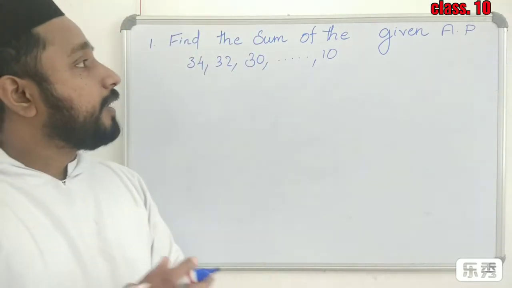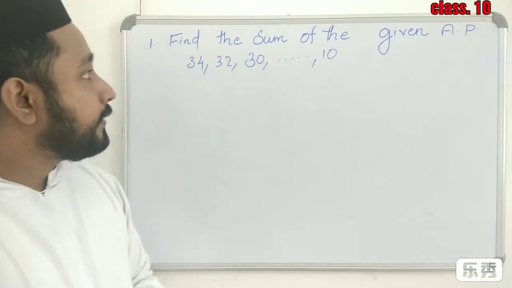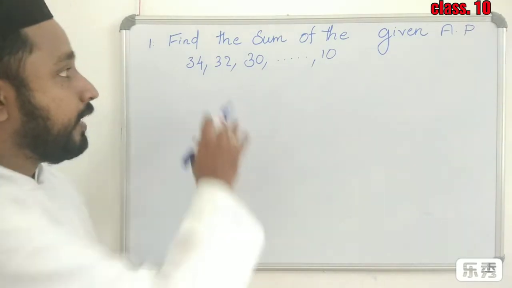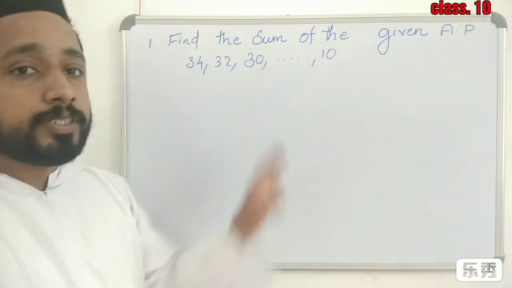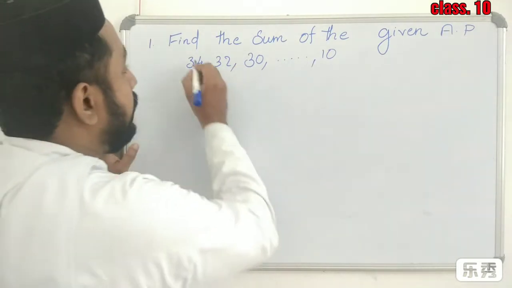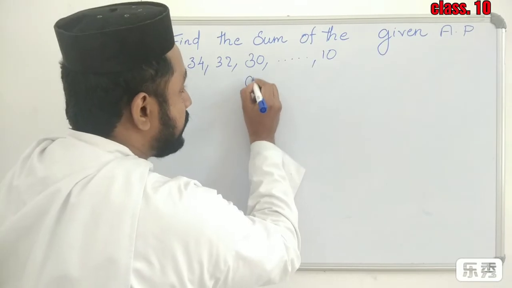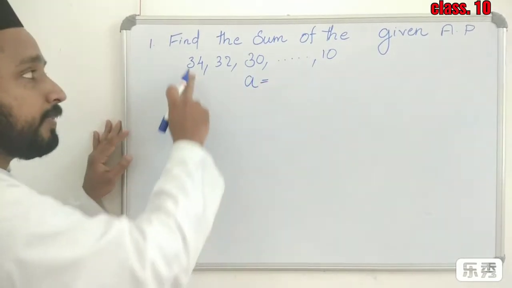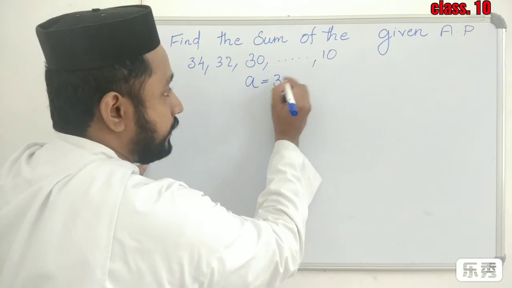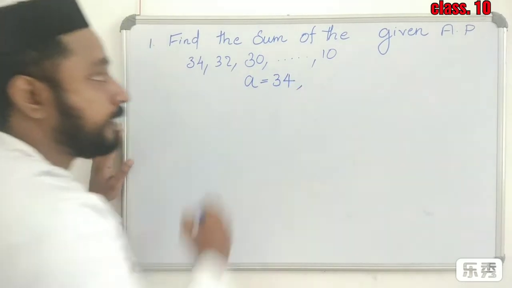First question: find the sum of the given AP 34, 32, 30, etc., 10. So we have an AP, and we have to find the sum of this AP. Here we know that 34 is the first term. So a is equal to 34. First term a is 34.